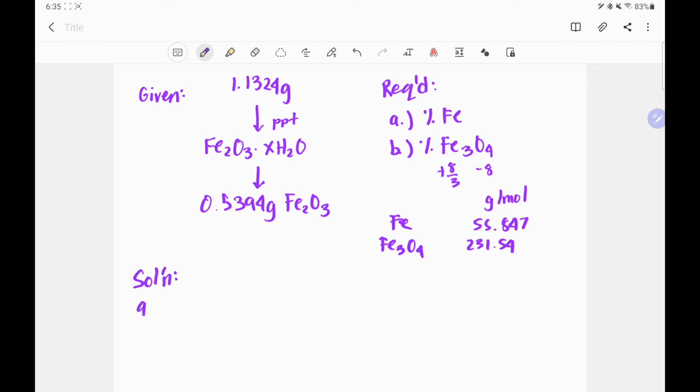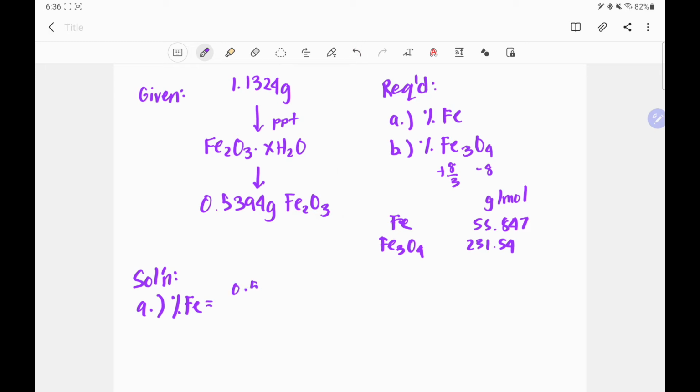Let's start with A. Percentage of iron. If the type of percentage is not specified, provide the percentage which makes sense. In this case, we're dealing with grams. So this percentage should be percentage by weight. Percentage by weight is grams of analyte over grams of sample. So the denominator is 1.1324 grams. How do we get the grams of iron? Let's start again from the bottom and then move upwards.